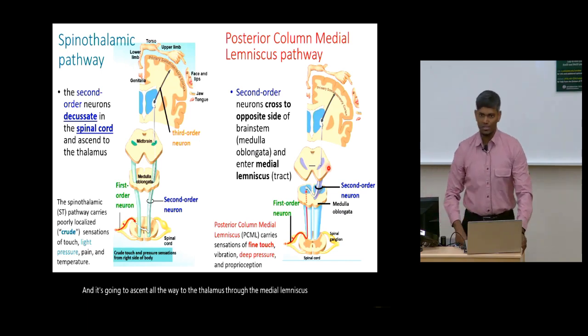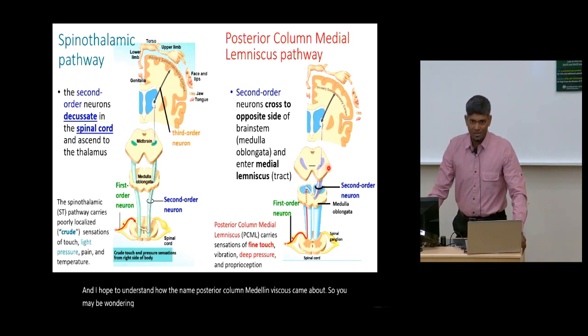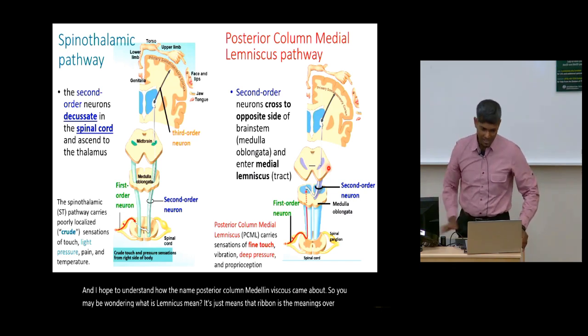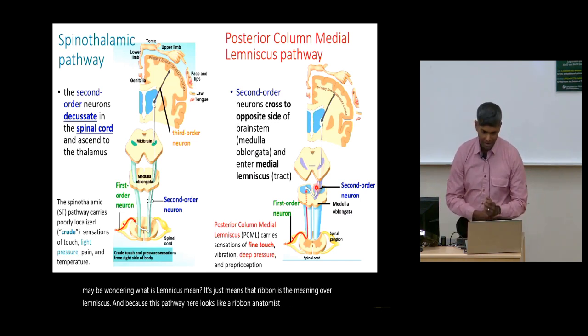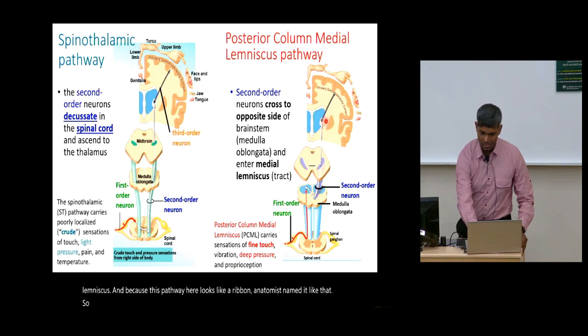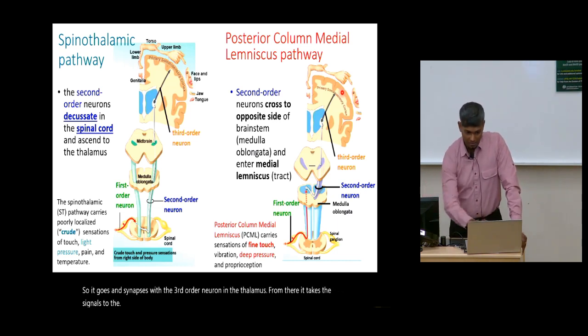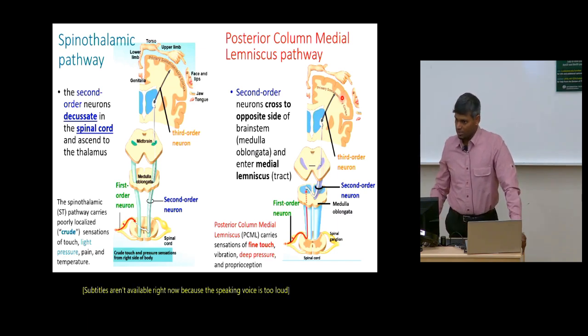And I hope you understand how the name posterior column medial lemniscus came about. So you may be wondering, what does lemniscus mean? It just means ribbon, and because this pathway here looks like a ribbon, anatomists named it like that. All right. So it goes and synapses with the third order neuron in the thalamus. From there it takes the signals to the primary somatosensory cortex.